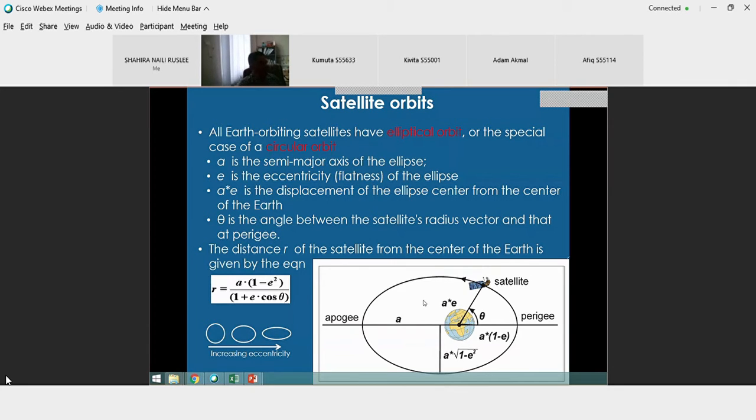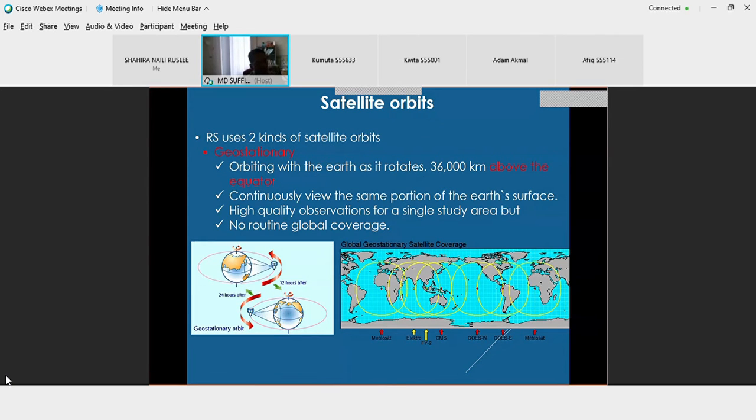And then RRS use two kind of satellite orbits. One is a geostationary. Stationary ni bermaksud dia tak bergerak, bukan, tak bergerak bermaksud bahawa dia bergerak mengikut pergerakan bumi. So geostationary, and then another one is a sun synchronous. Sun synchronous, so sama ada dia mengikut pergerakan matahari. So geostationary orbiting with the earth as it rotates.